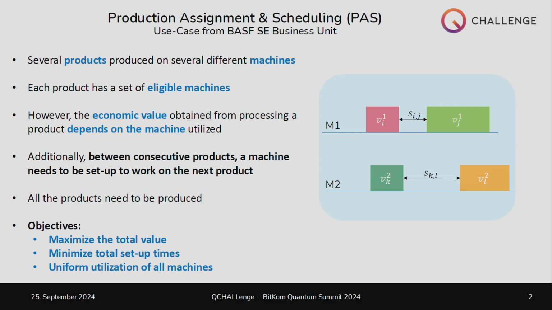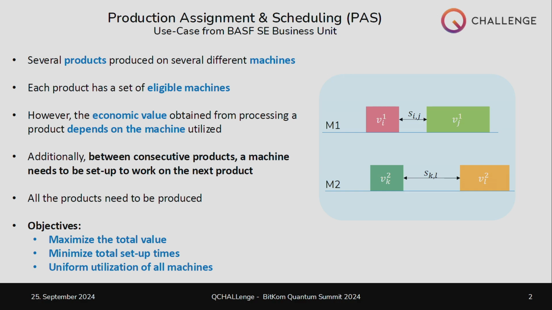One of them is a use case from BASF's business unit, which we named production assignment and scheduling. The reason we named it so is because in this problem we are given a certain number of jobs and a certain number of machines. It's not like a normal job shop, but here a job can be processed on several machines. So there is a list of eligible machines where a job can be processed, and each job has such an eligible list.